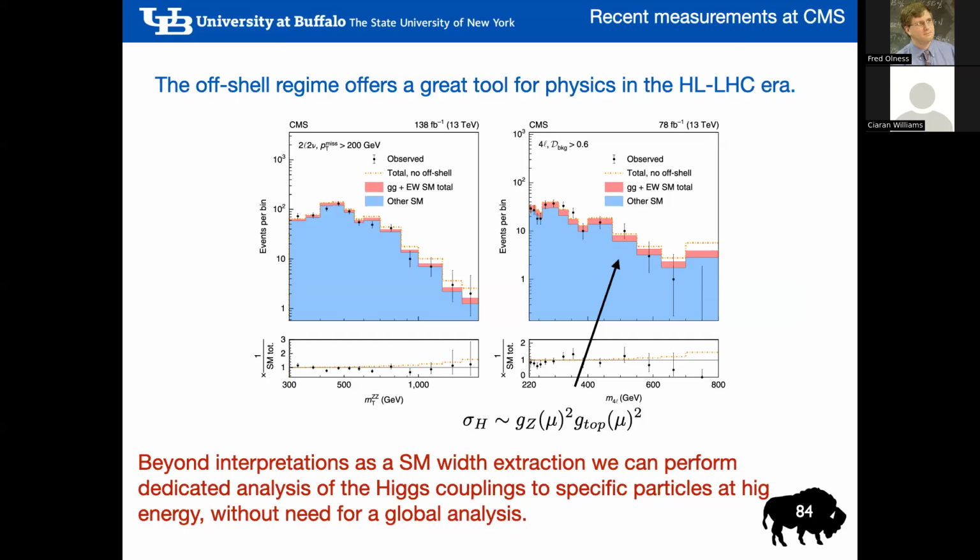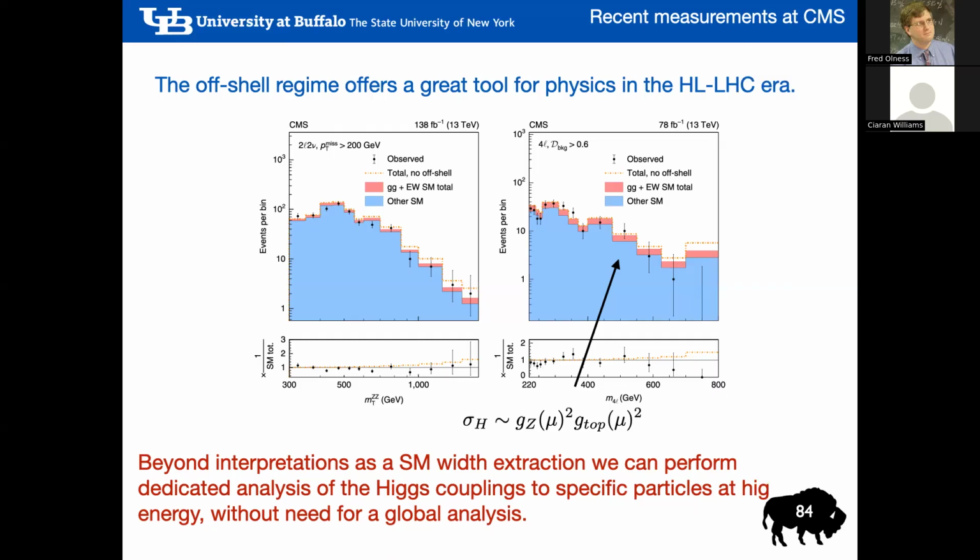And what we can effectively see is that at high invariant transverse mass, we can get some quarks and some high invariant four-lepton mass over here, where we have nice leptons. We see that the observed data lies below the prediction where there would be none of this off-shell interference term here. So this effect has now been measured at CMS, and it gives you a whole new tool with which you can play with the Higgs.